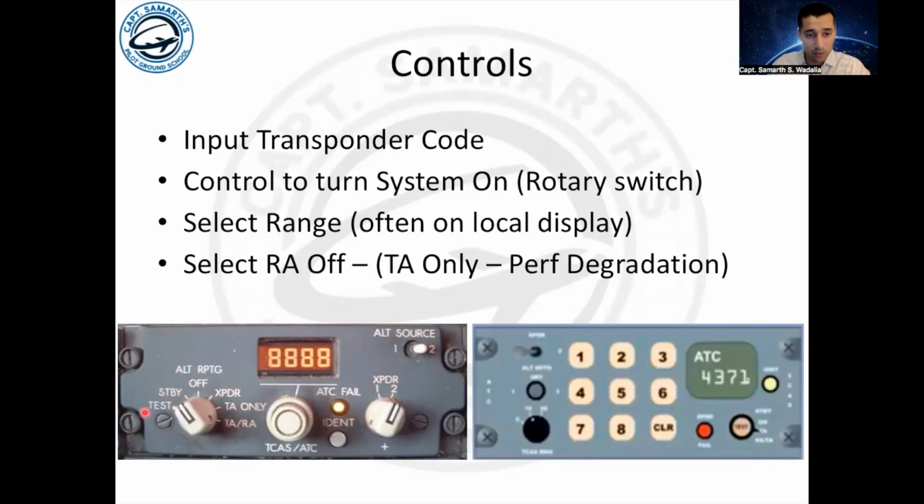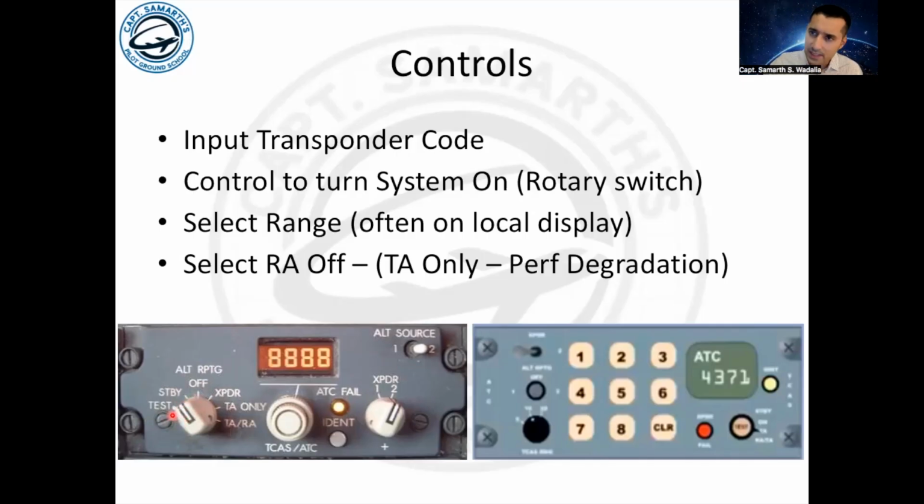Now, let's talk about this knob over here, which is how you control your TCAS or your Traffic Collision Avoidance System. Let's talk about the positions on this switch. The positions are test, standby, off, XPDR or transponder, TA only, that is traffic advisory only, and TA/RA, traffic advisory / resolution advisory. Let me discuss these positions with you one by one.